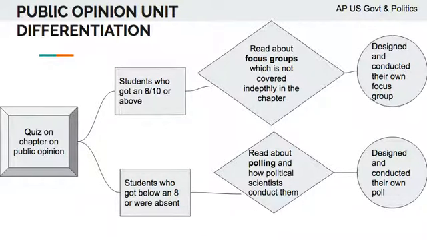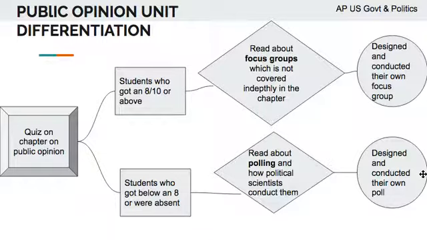One example of how I've done this type of tiering was in my public opinion unit for AP US Government. Students would start off and do a quiz on the chapter on public opinion. Students who got an 8 or above were put in groups for that week, and they read about focus groups, which is not covered in depth in the chapter at all. And then they designed and conducted their own focus group. And the students who got an 8 or below in the quiz were the members of the focus group.